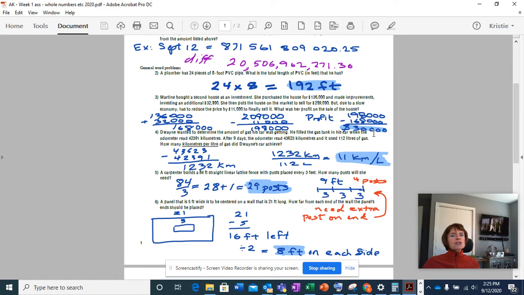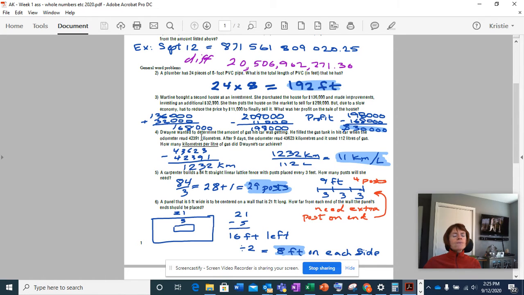Question 3, the answer is 30,000. Because if you buy a house for $136,000, and you add $32,000 of repairs, you're now up to a cost of $168,000. And try and sell for $209,000, then took the price down by 11, left her with $198,000 as the price she's going to sell it at. So $198,000 minus $168,000, profit of $30,000.